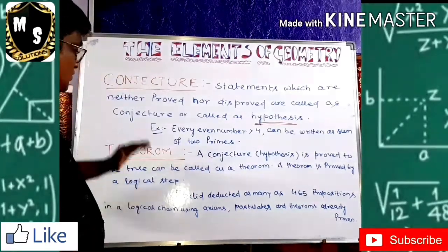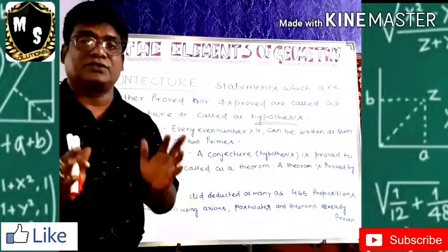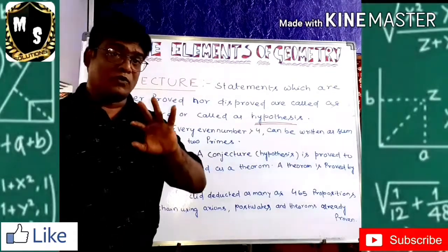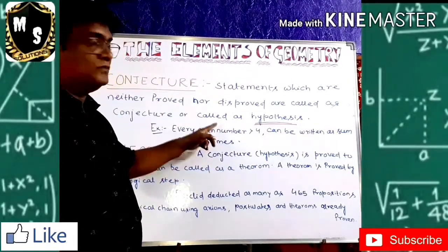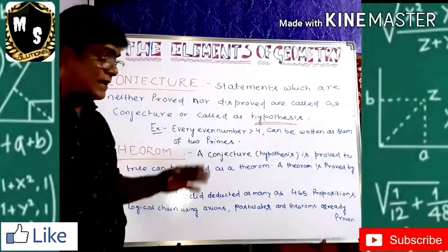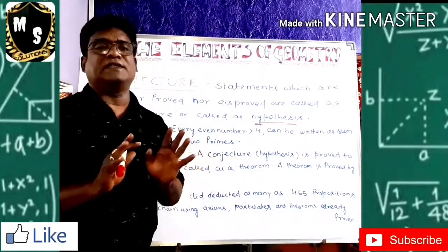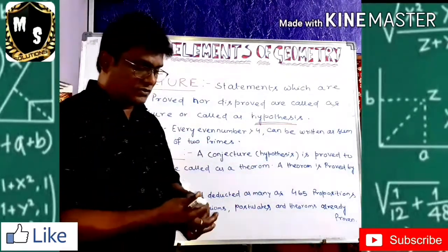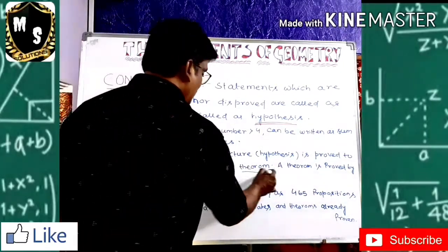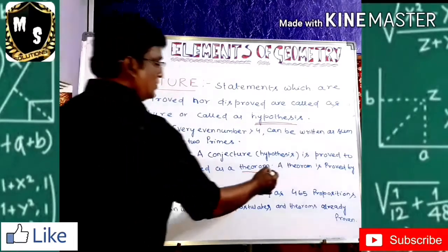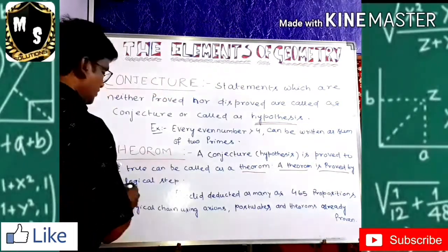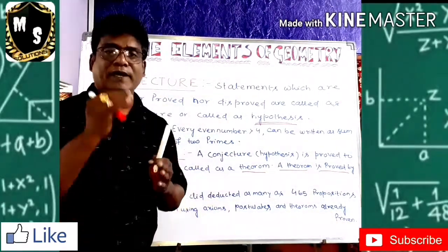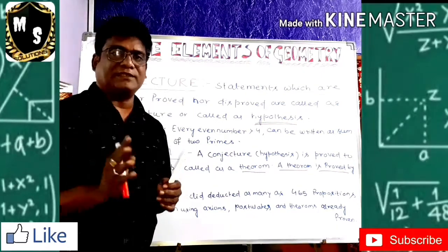Now come to the theorem. A theorem is also a conjecture. A hypothesis that is not proved is under conjecture. But a hypothesis which is already proved, taking the approval of proof, is called a theorem. Clear? So what is a theorem? A theorem is proved by logical steps. A theorem is a hypothesis or a conjecture which is proved by logical steps.